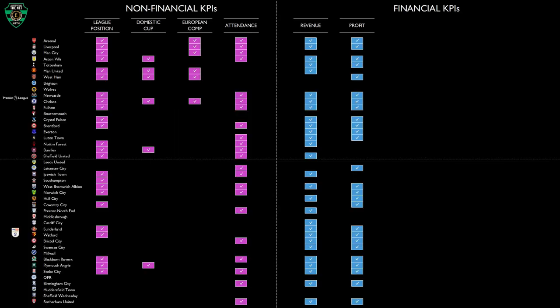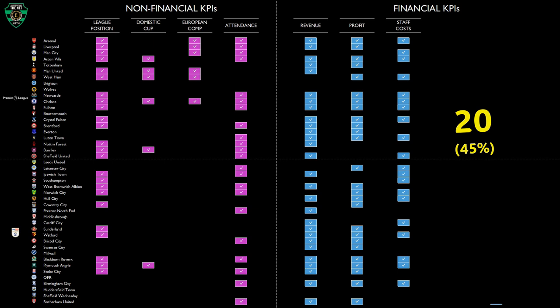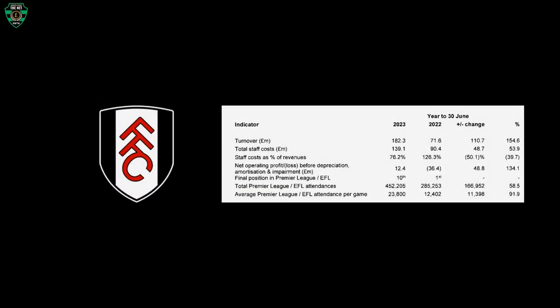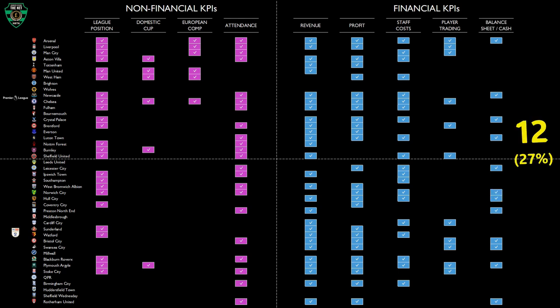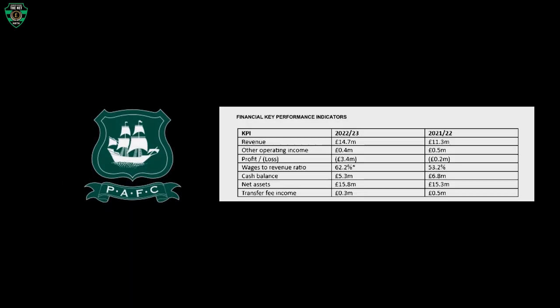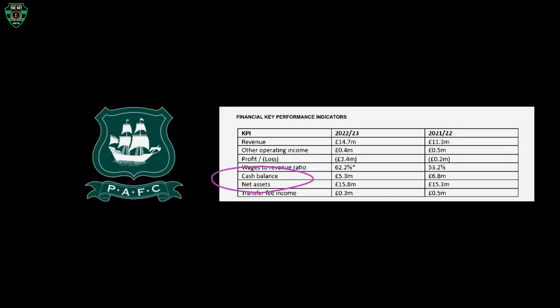Keep in mind, these profits aren't the ones that play into financial fair play or profit and sustainability assessments. We'll get onto that in a sec. Unsurprisingly, staff costs are another common KPI. Fulham showing the two most common metrics, total staff costs as well as percentage of revenue. Player trading KPIs are a rarer breed. Only 11 teams are keeping score on the buying and selling of players. Also less common are metrics around the club's balance sheet or cash flows. Just 12 teams here. Examples include amount of cash on hand and net assets at Plymouth Argyle, whereas Hull City focus on net debt.